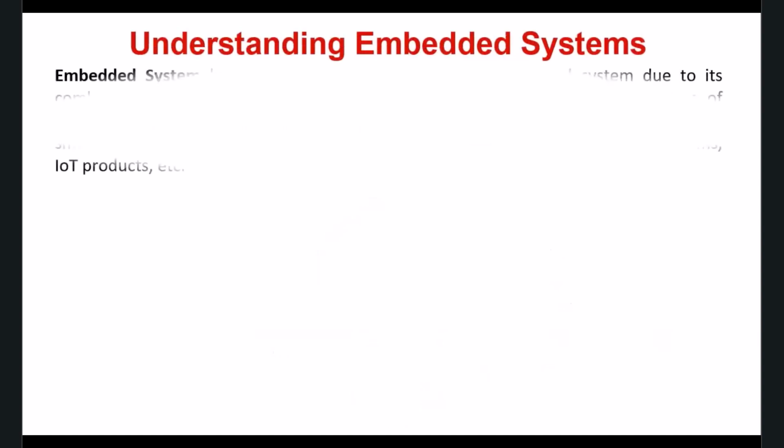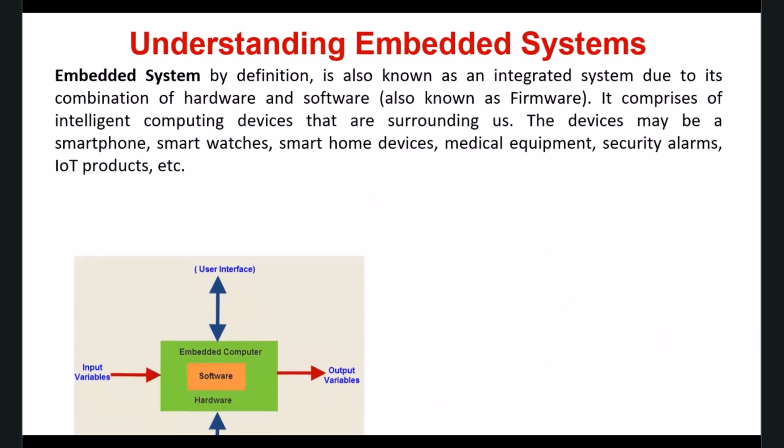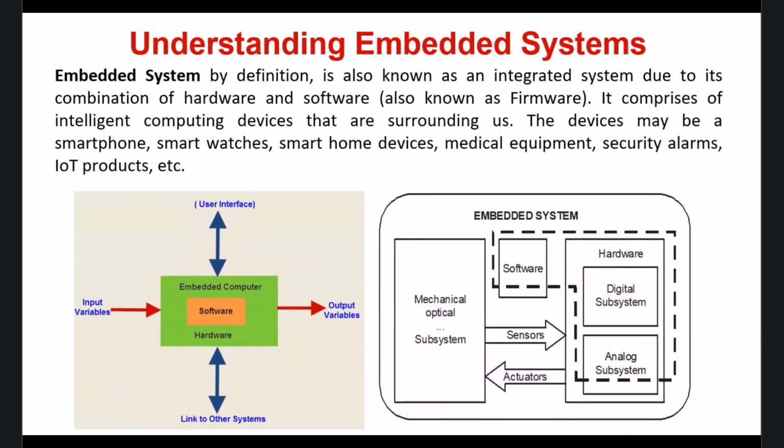Let us understand the embedded system. By the definition, it is a combination of hardware and software. If you see the first diagram, the hardware is shown using the green rectangle, and that hardware is embedded with the software. When we give some input to that particular hardware, it provides some output. And to give the input or to interact with this hardware, some user interface in terms of software or maybe a remote control is available.